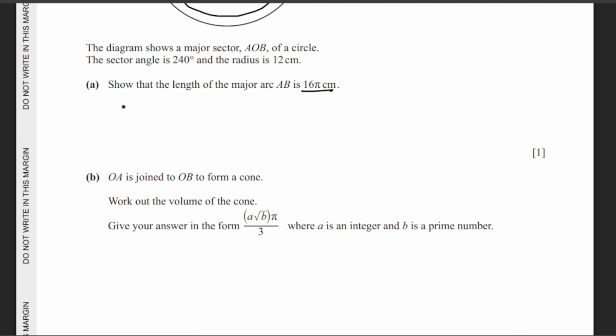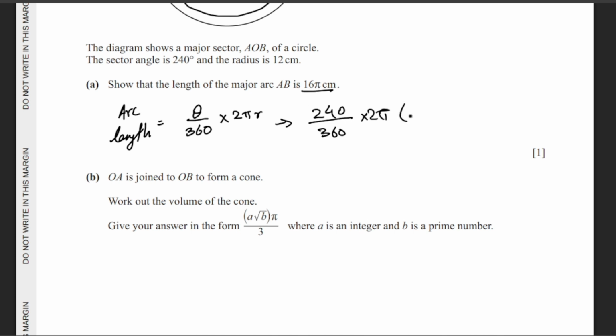So the formula for arc length is basically theta over 360 times 2 pi r. What is theta? Theta is 240. We have 360 down here times 2 pi r. What is r? r is 12 centimeters. So now we just need to simplify this: 240 over 360 times 2 times 12. Remember, we need to keep the answer in terms of pi. So we got the answer as 16 pi.